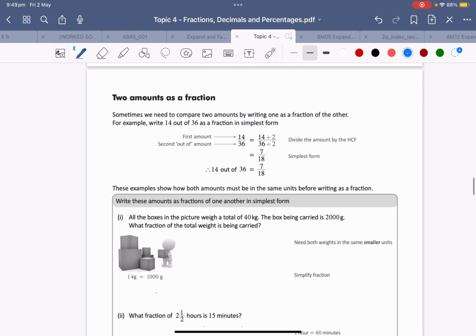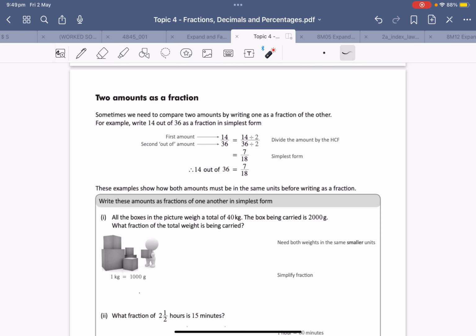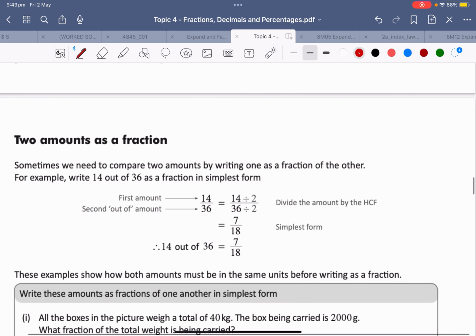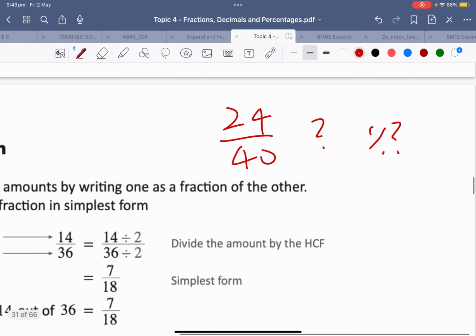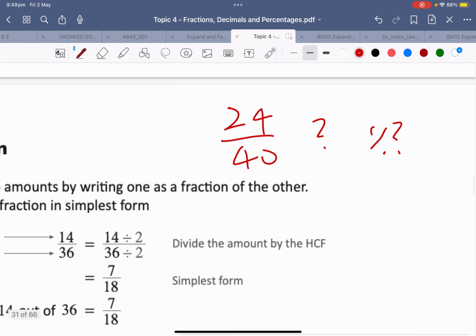Let's go into the second bit. Let's see. Two amounts as a fraction. Sometimes, most importantly in your exams, you get something like this. Oh, I got 24 out of 40 in my exam. I wonder what percentage or fraction this might be. Well, if I got 24 out of 40 marks, this is the same as 24 over 40, simplified. This is the same as 6 over 10. This means I got 60%.